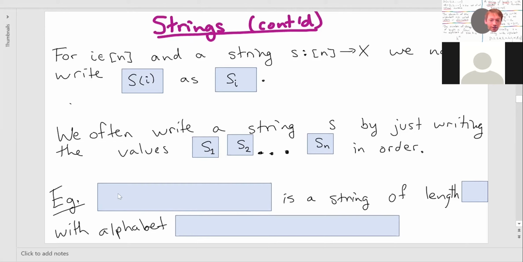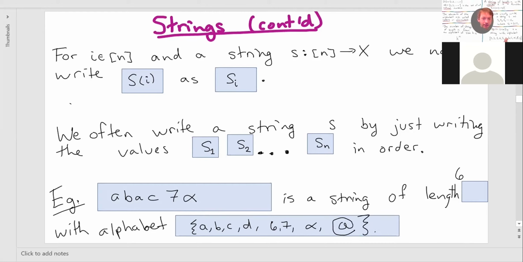Okay, so if I write A, B, A, C, 7, alpha, for example, the length of the string is the number of characters. This is a string of length 6. The alphabet might not just be these letters, right? The alphabet can be A, B, C, D, 6, 7, alpha, at symbol, and whatever. So that is a string of length 6 with this alphabet.